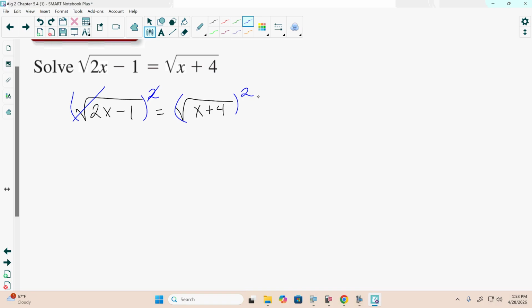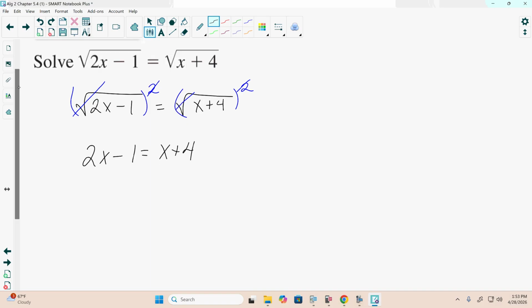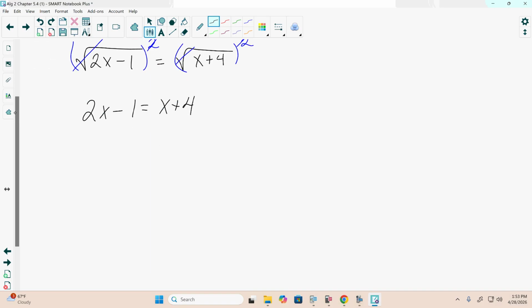Well, the left-hand side is a single square root, nothing else being added, so the square root and square would cancel, yes? So what that tells me is that 2x minus 1 is equal to x plus 4. Questions on this here? So we finished step 2, step 3. Are there any radicals left? Solve for x. Solve for the variable.